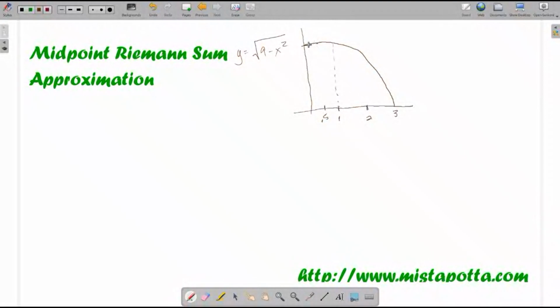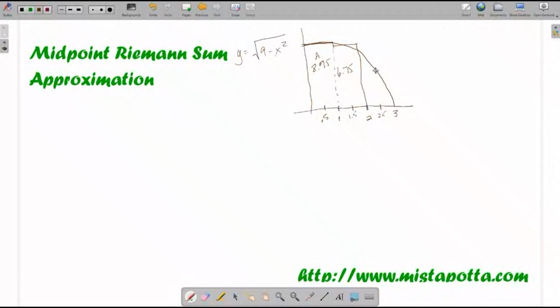I see that my midpoint is 0.5, and the height of this is going to be determined by 0.5 squared. 9 minus 0.5 squared would be 8.75. So my area here would be 8.75. For this one, if I look at this rectangle, my height is going to be 1.5 squared into this. So 9 minus 2.25 is 6.75. And so I see that I've got some area that I'm including, some area that I'm excluding, but this total area is 6.75.